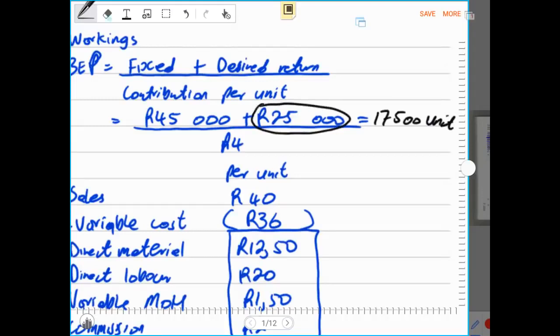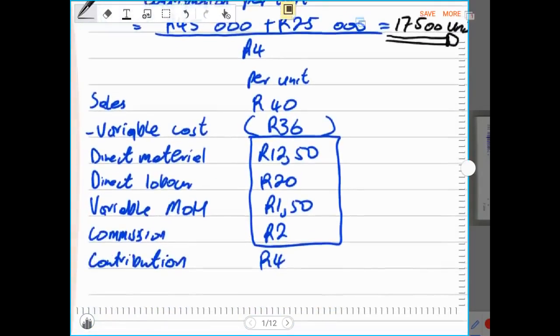After that, there will be no extra profit. Everything will just be equal after the owner has taken his return of 25,000 rands. So this is the number of units that has to be calculated, and we normally call this the break-even point. But in this case, we also take into account the return on the investment.